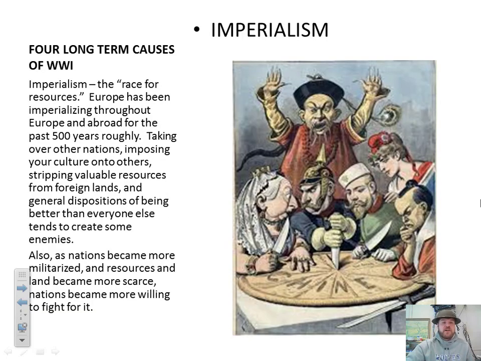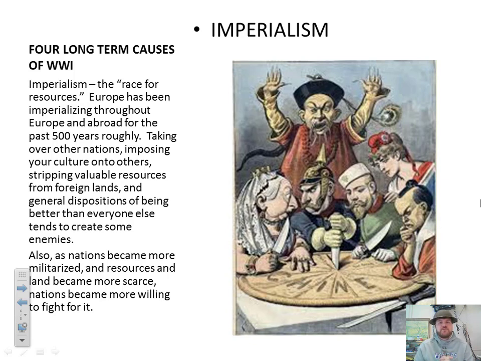Okay, another long-term cause. The third long-term cause, imperialism. We've talked about this in the context of United States imperialism, the race for resources. Well, Europe has been doing this for a couple hundred years, right? They've colonized North America, South America, Africa, Asia. They've been doing this for quite some time. Now, as we get into 1914, land is getting scarce, all right? The Europeans have taken up pretty much all the land in Europe. They've imperialized beyond their own borders, and things are getting a little scarce.